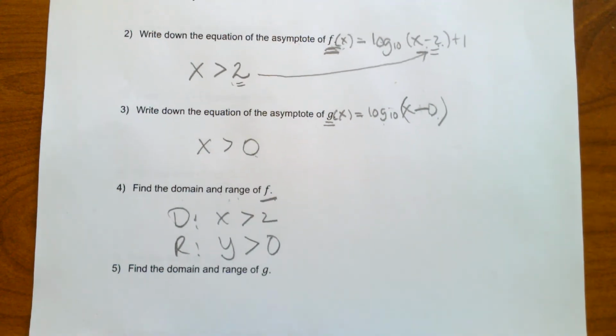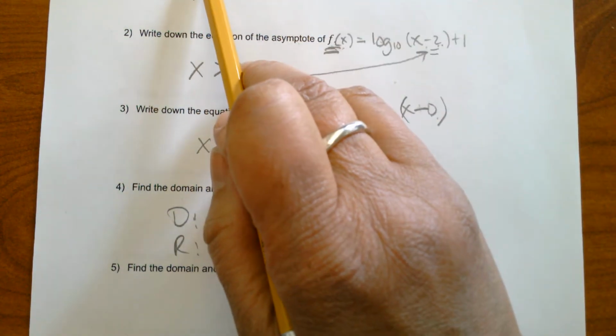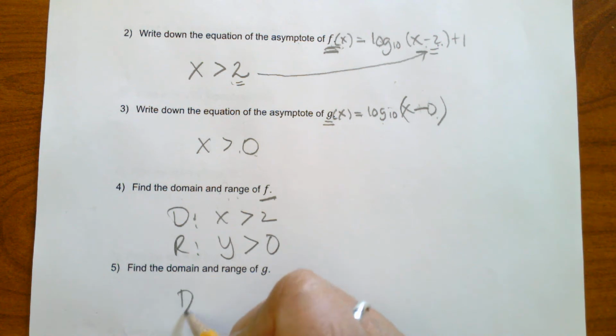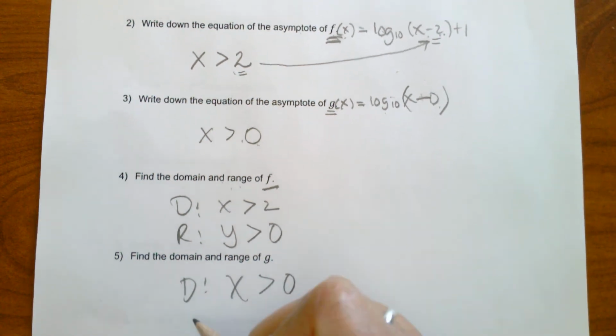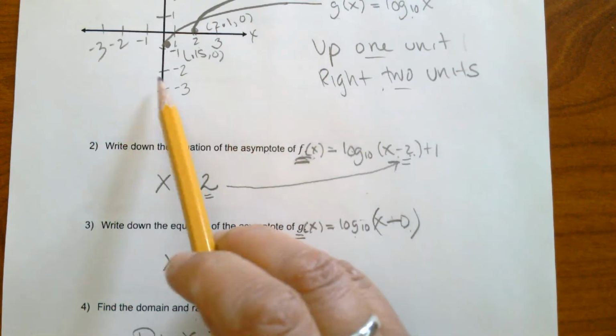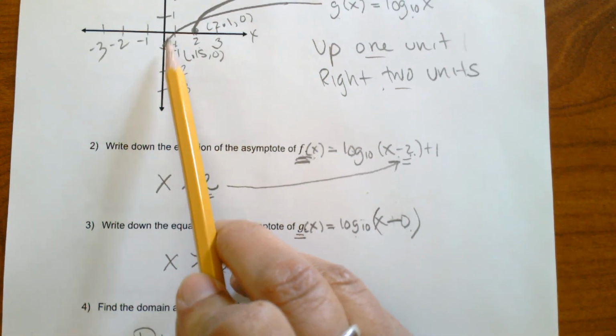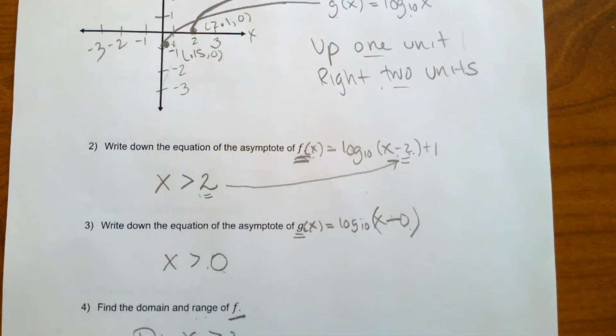All right, how about the g function? So here we have our g function. You're right, the domain x is going to be greater than 0. How about our range? Now, our range, it does go into the negative y values right here.